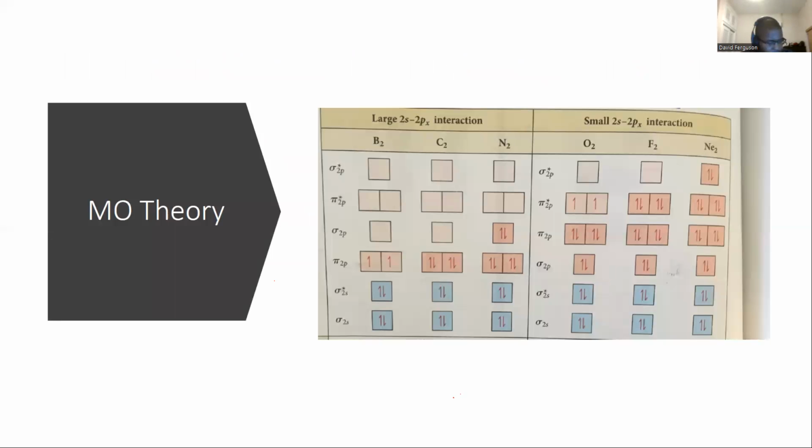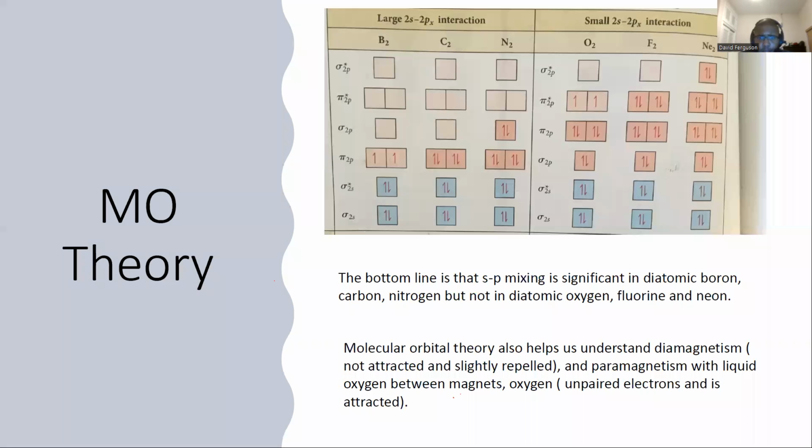So this is what I was pointing to earlier. I want you to take note of this. You see, as you go from diatomic nitrogen to diatomic oxygen, you have a switching of the order. So you go from pi 2p to sigma 2p, and then for diatomic oxygen, you go from sigma 2p to pi 2p. So where's that come from?